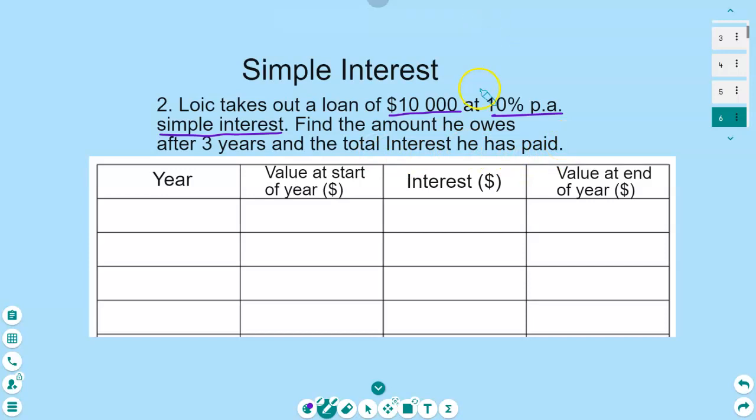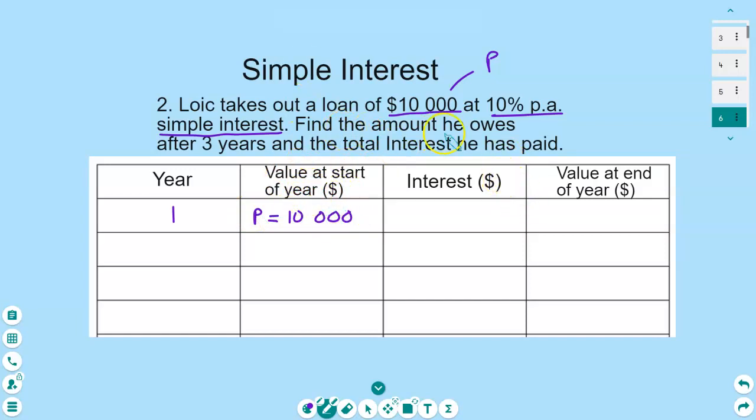Okay, so first of all, I want to work out what my variables are. Loic takes out a loan of $10,000. So this is the initial value, that initial principal invested P. That's at the start. I'm going to put that right next to our year 1 there. Value at the start of the year.